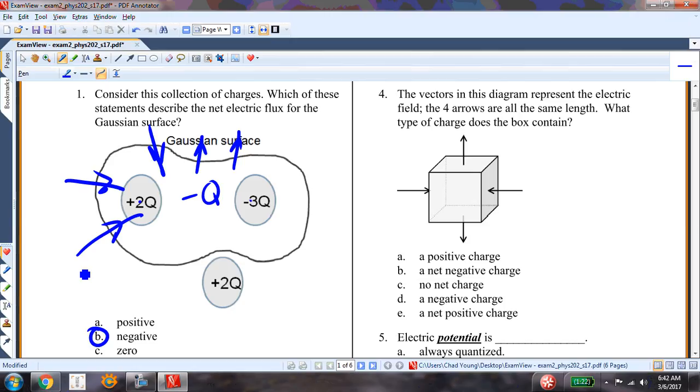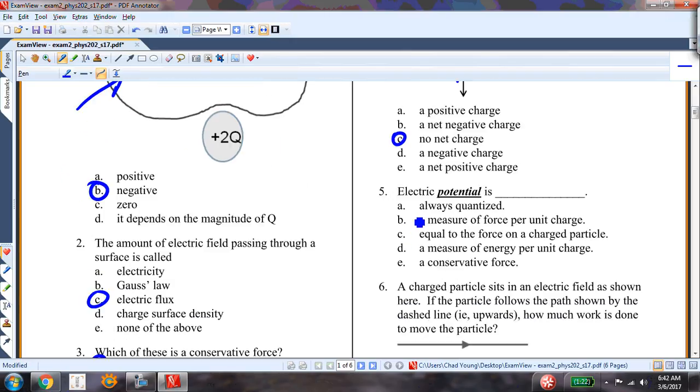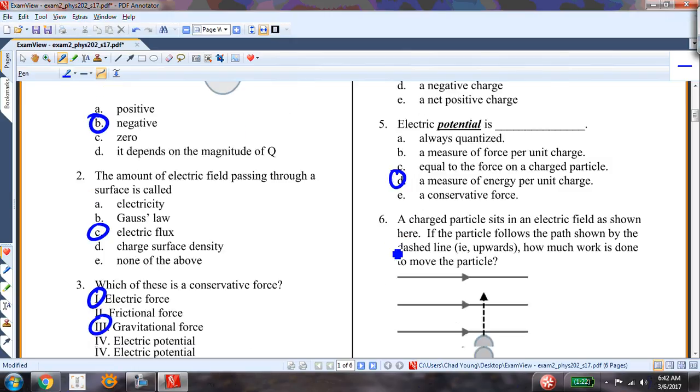What type of charge does the box contain? Let's see, I have 2 going in and 2 coming out. That means I have a net electric flux equal to 0 because I have equal numbers of E dot dA coming in and out, positive and negative, so there's no net charge. Electric potential is a measure of energy per charge.